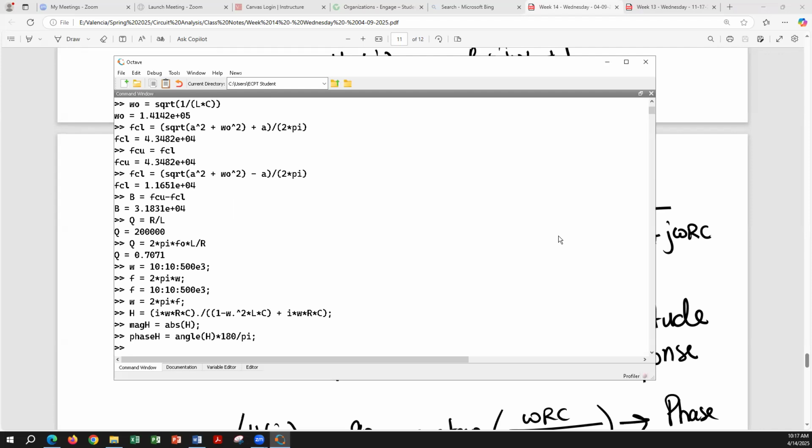So I defined, of course, the frequency range first, starting from 10 up to 500 kilohertz with an interval of 10. Then I defined my angular frequency over f, 2 pi f. And then I wrote down the equation for my transfer function. Then I'm calculating the magnitude of that using absolute value, and the phase using the angle function.